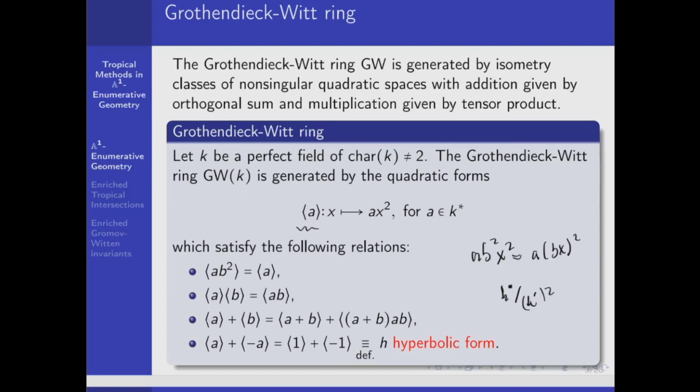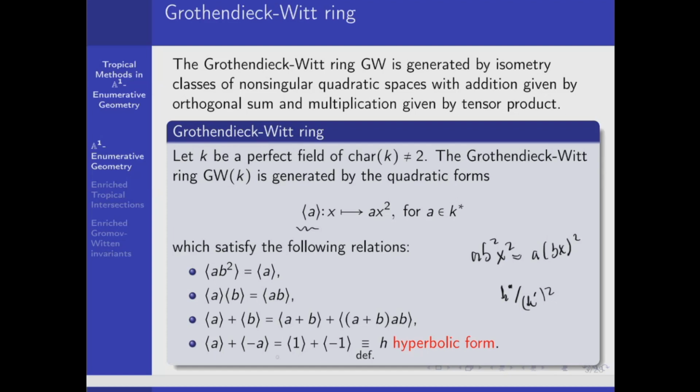And these two relations on the sum come from classical linear algebra. If you sit down, you can see that you can always find a matrix that sends the form generated by a plus the form generated by b to the form generated by a plus b on one side, and then a plus b times ab on the other side. And of course, this is when a plus b is a unit. But if a plus b is 0, we have a different relation.